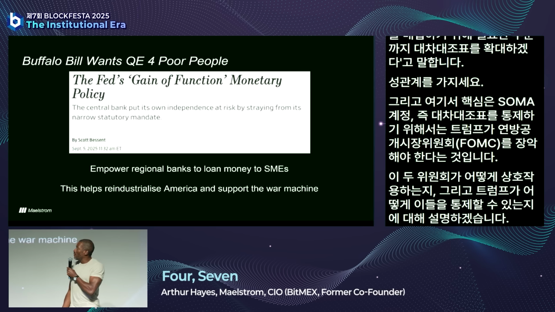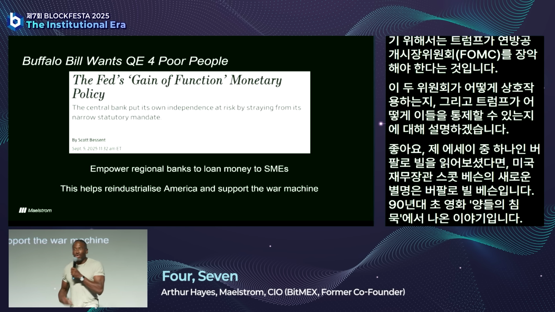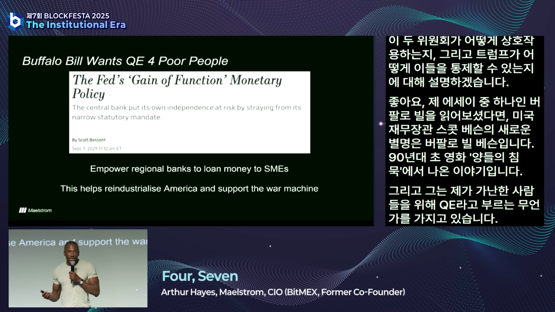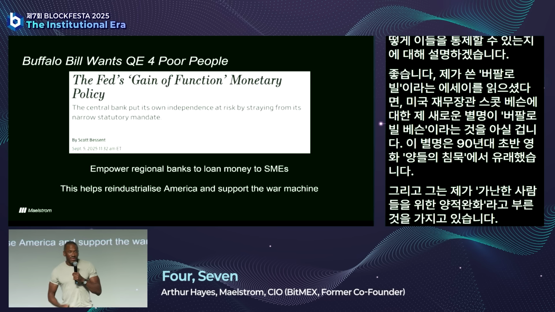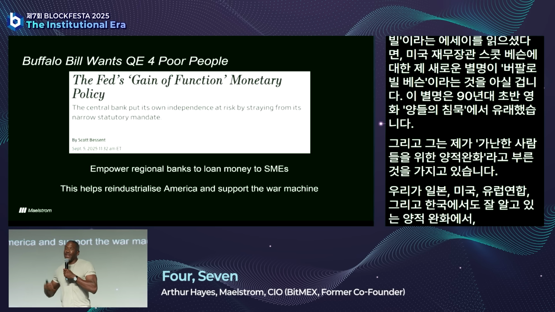Okay, so if you've read one of my essays called Buffalo Bill, my new nickname for U.S. Treasury Secretary Scott Bessent is Buffalo Bill Bessent. It comes from the movie Silence of the Lambs in the early 90s. And he has something which I have dubbed QE for poor people. The quantitative easing that we're very familiar with in Japan, in the United States, in the European Union, in Korea as well, is where the central bank essentially creates money, and this money goes to the large financial institutions, the large banks.